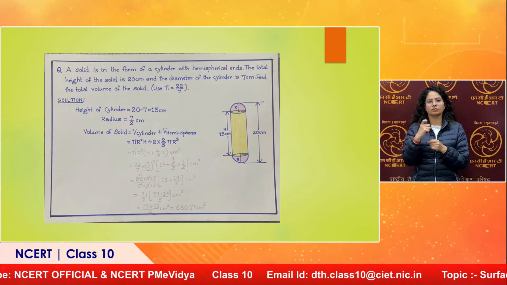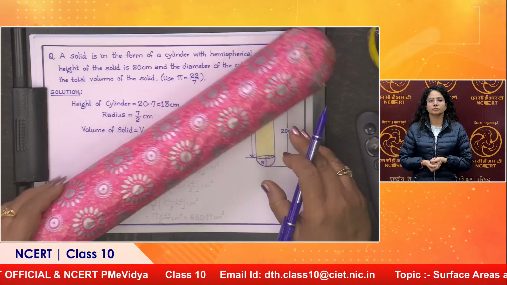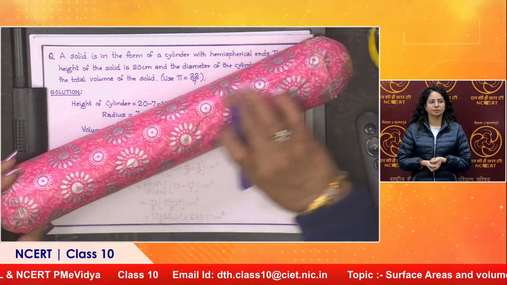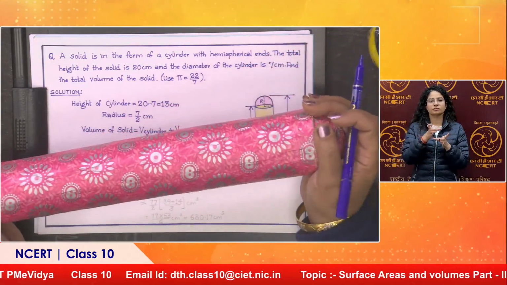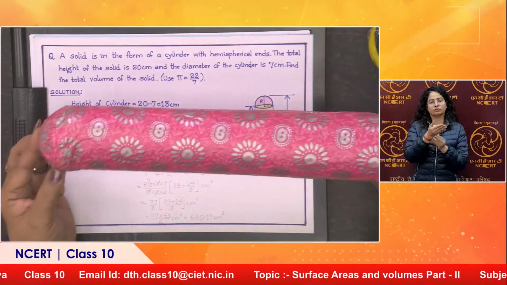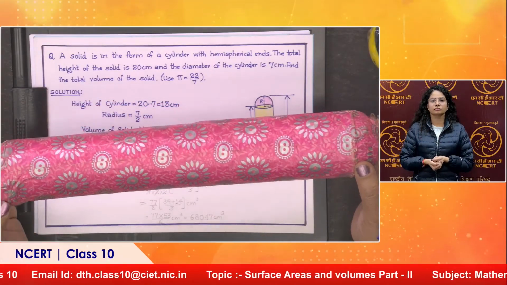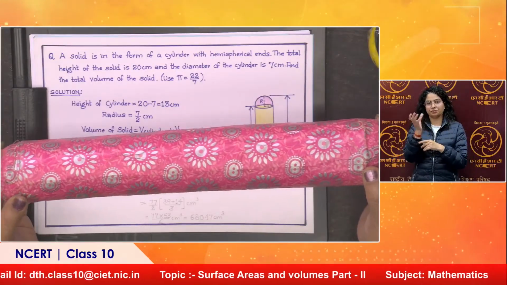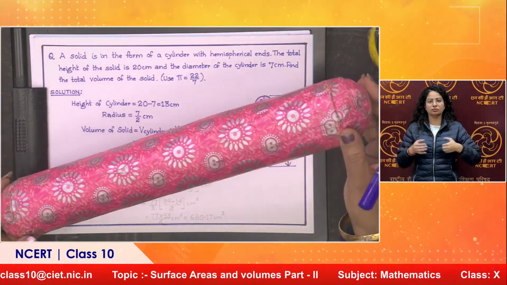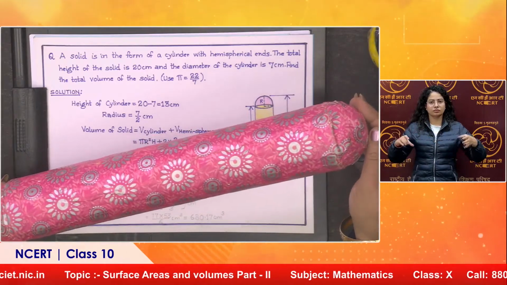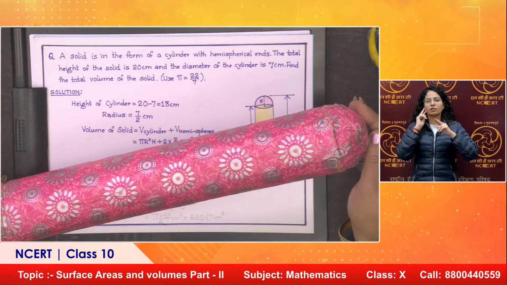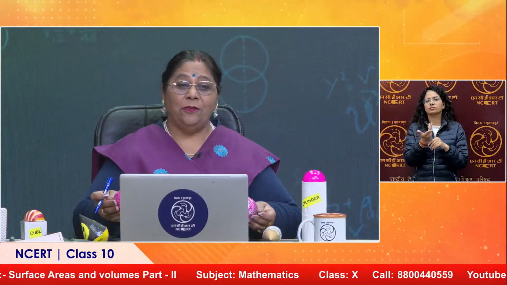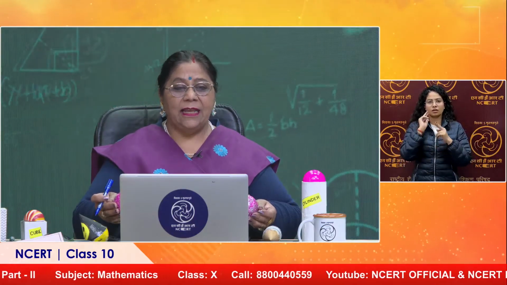Let me show you the model, children. Here we have this as the cylindrical portion and these are the two hemispherical ends, children. Can you see this? Okay. I have taken a ball, cut into 2 parts and I have attached across the cylinder. Alright. So we have a cylinder and 2 hemispheres. If I have to calculate the volume, what I should do? I should take out the volume of cylinder and add volumes of 2 hemispheres. If I add these, I will get the total volume of the solid, right?